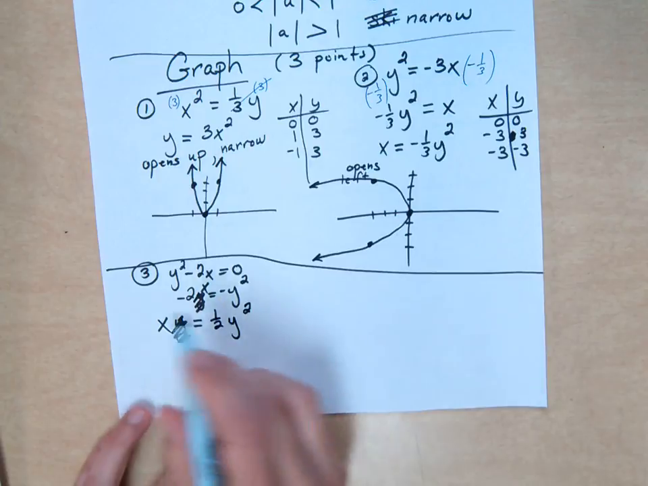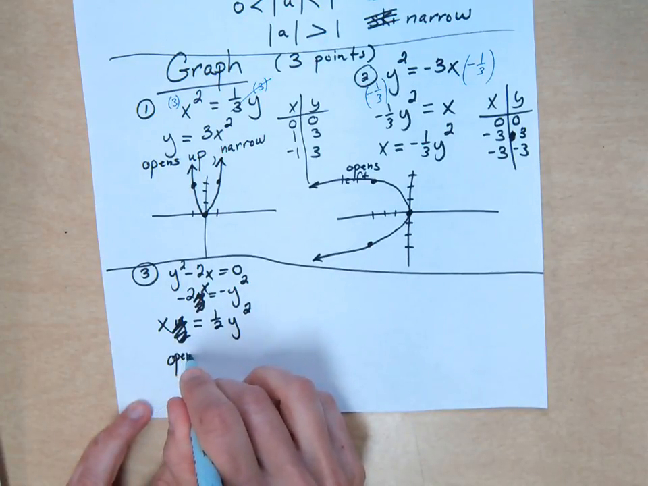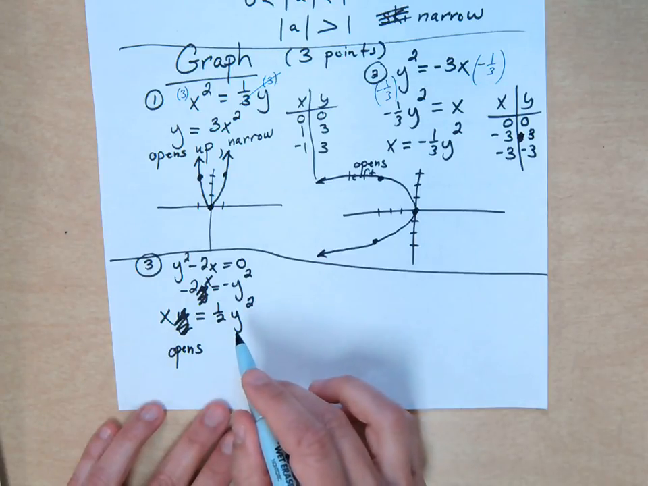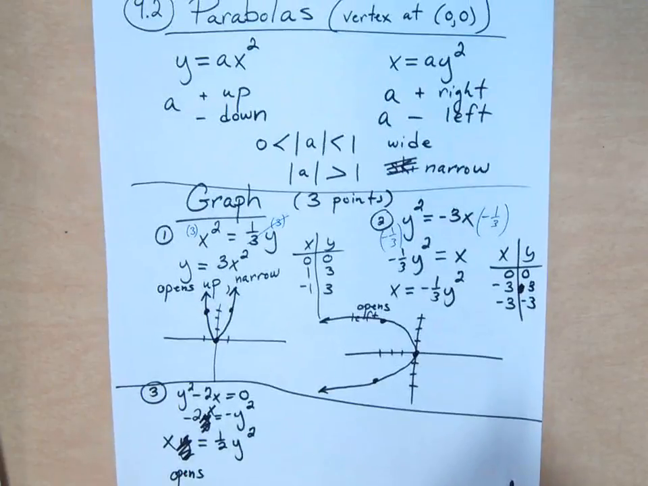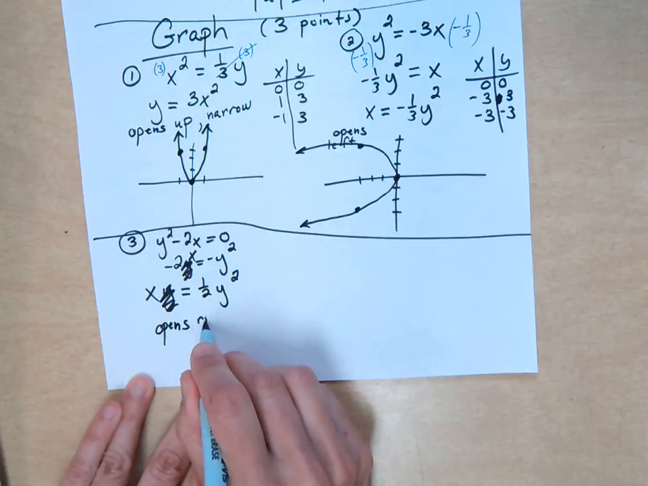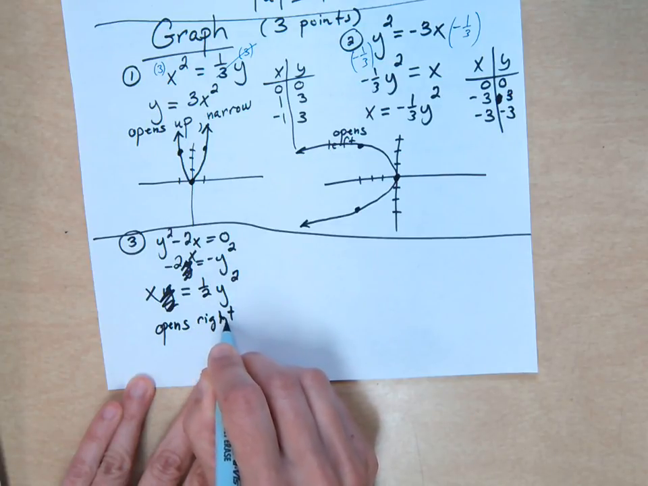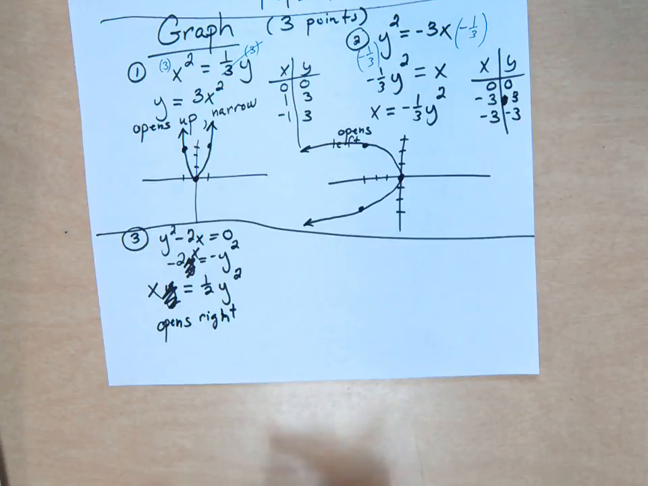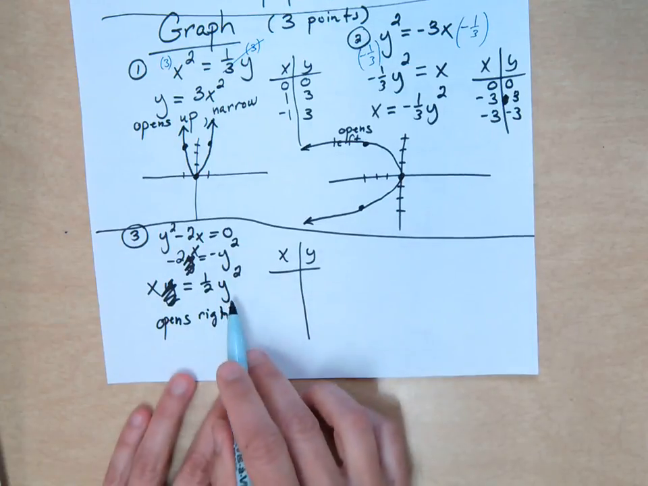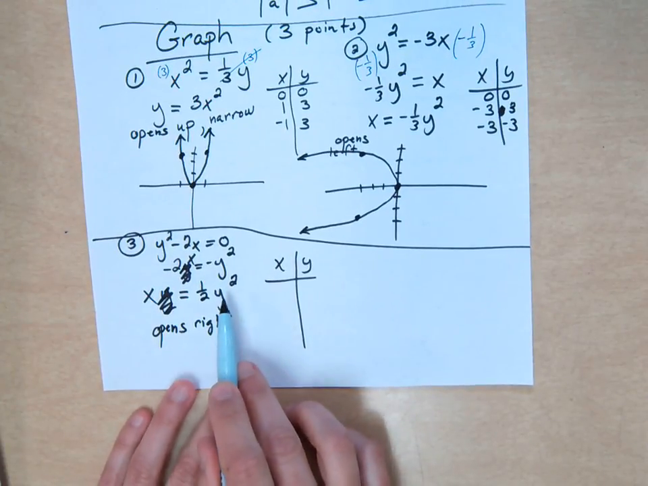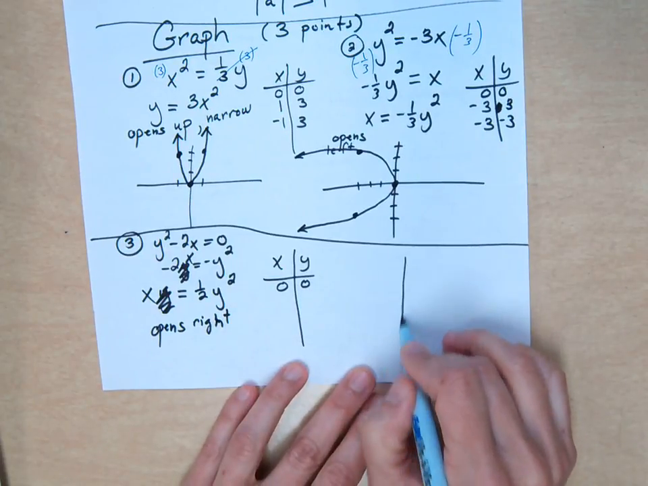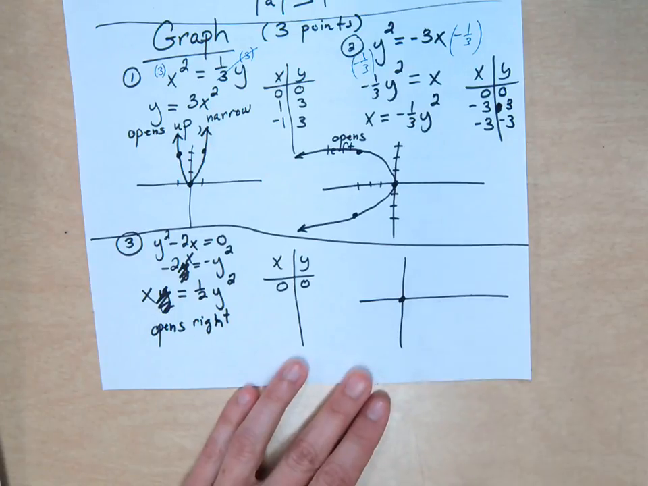Okay. So let's put the info about it. It opens up, down, right, left. If it's x equals y squared, which category is it? Yeah, and it's right because a is positive. Awesome. So it opens right, and it's kind of wider than the parent graph. All right, so let's do that over here. Let's try to pick some values for y. Remember, you're plugging in for y. It's easier to do it that way. So we got 0, 0. We already know that works. I'll plot 0, 0 right there.